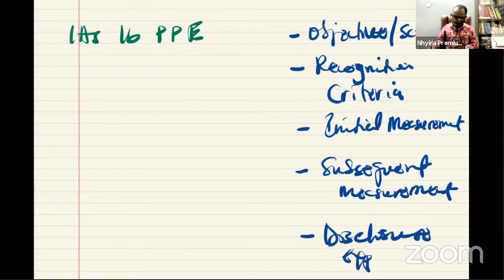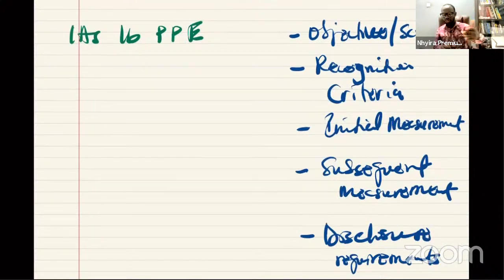The fun part is that the examiner can come from any aspect of these things that I've just listed: the objective of the standard, the scope of the standard, the recognition criteria, the initial measurement, the subsequent measurement, and then the disclosure requirements. The examiner can come from any of these angles when it comes to the standard, and it's very critical for you to know each of them.